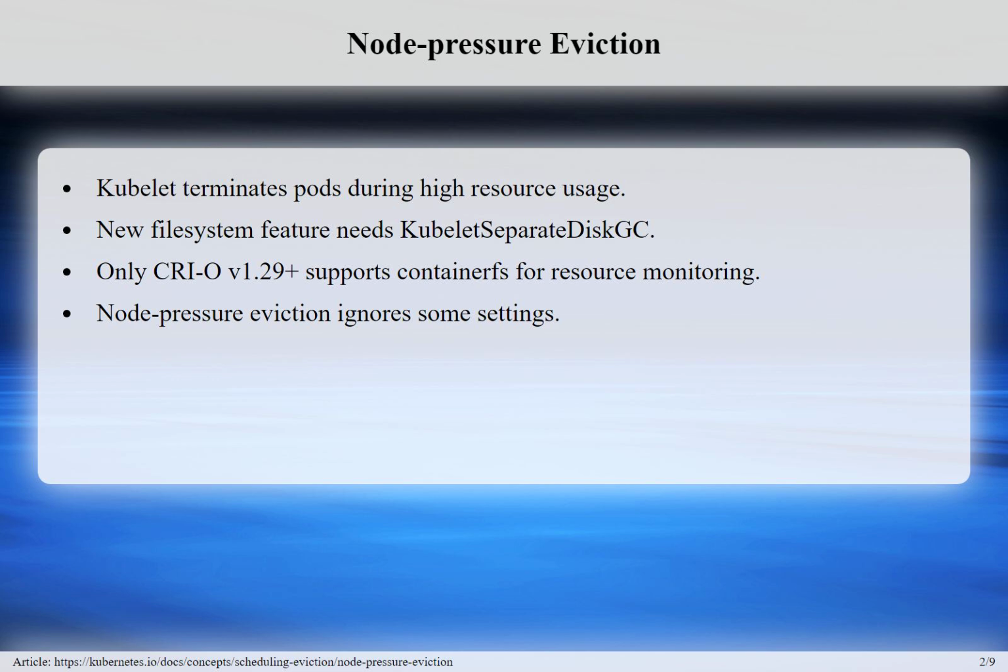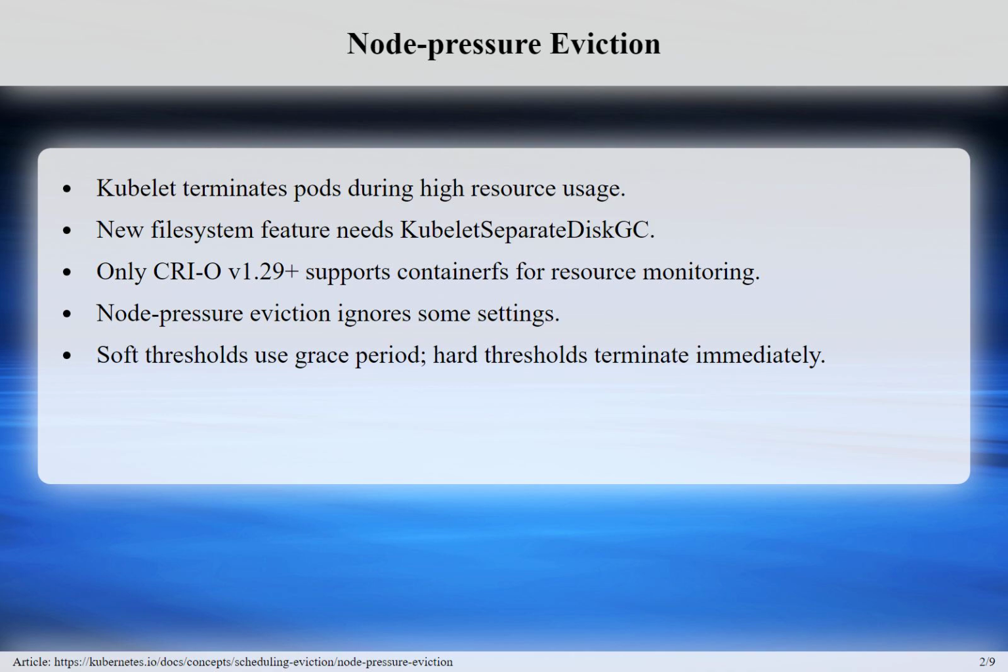Node-pressure eviction differs from API-initiated eviction and ignores pod disruption budget and terminationGracePeriodSeconds settings. With soft eviction thresholds, configured grace periods are respected. Hard thresholds use a 0-second grace period, terminating immediately.